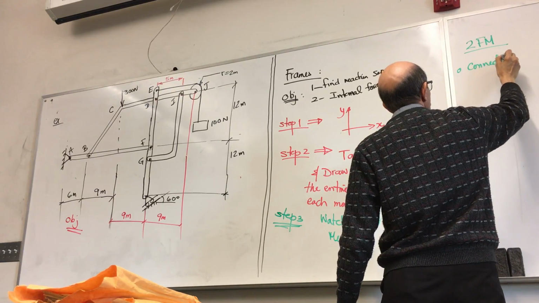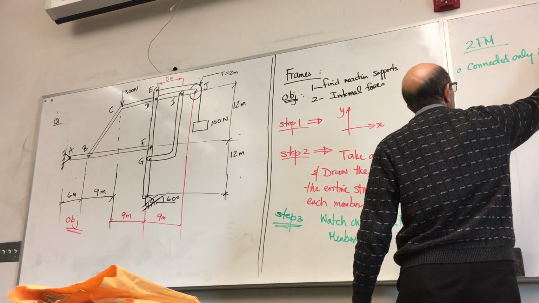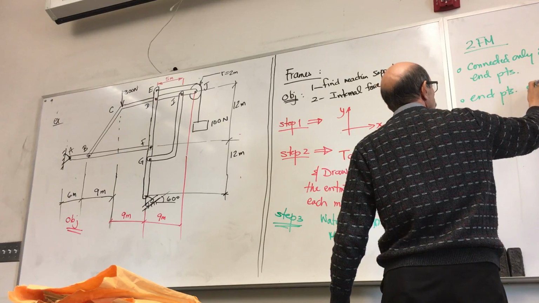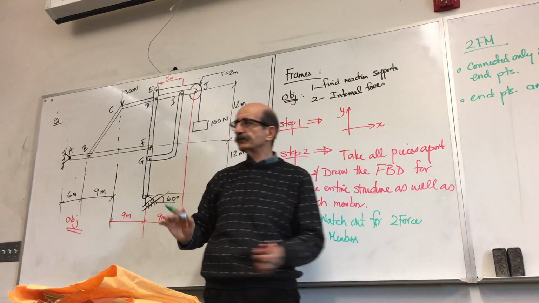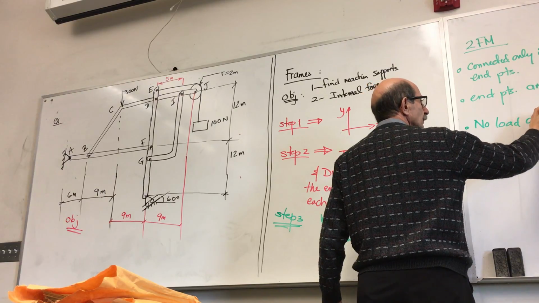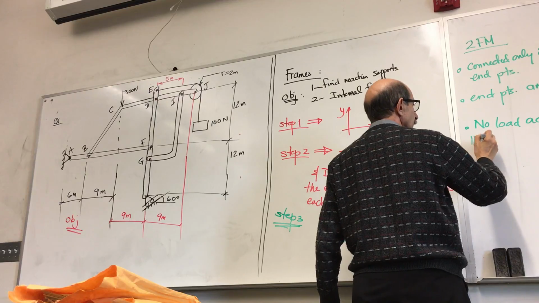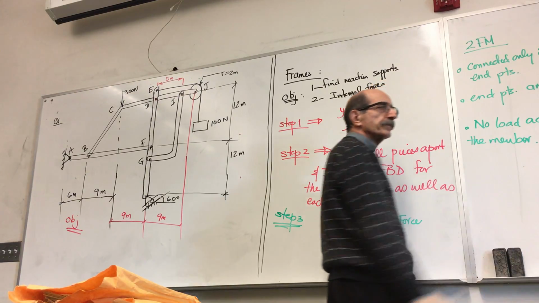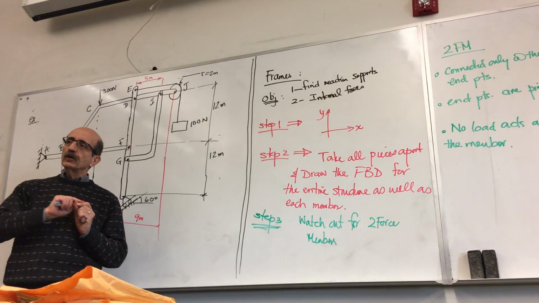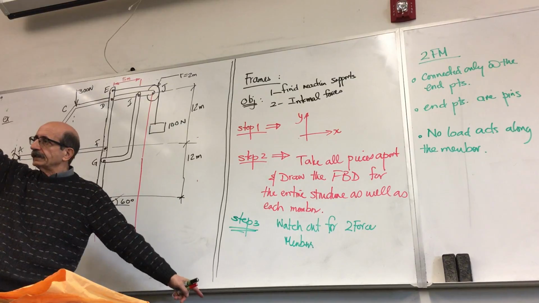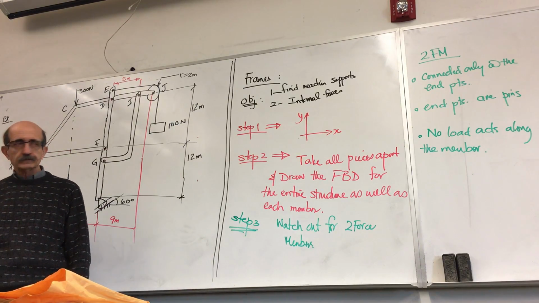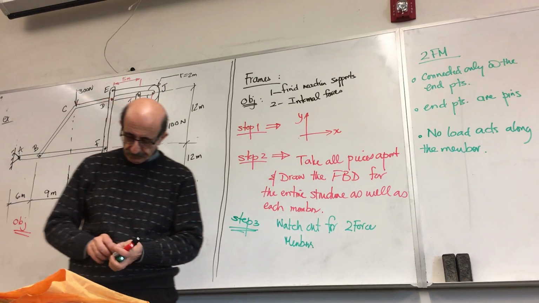Connected only at the end points. End points are pins. Cannot be fixed, cannot be anything. It's pins. And third, no load acts along the member, only at the end. Okay, that was a 2 force member, which if a member had those properties, then the load that it carries is along a line connecting the 2 ends, a straight line that connects the 2 ends, regardless of the shape of that member, and these forces are equal in magnitude, opposite in direction. Okay? All right.